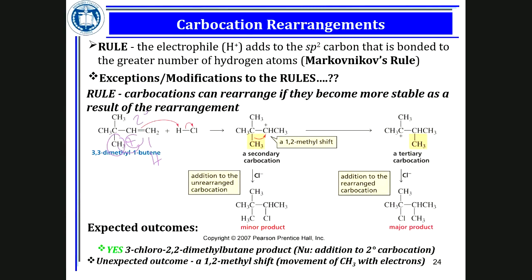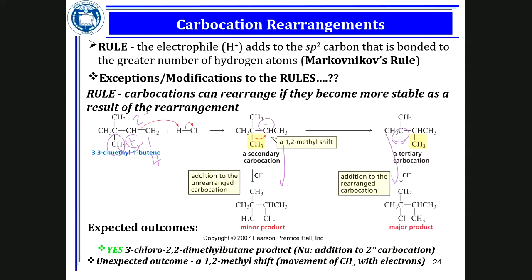So you could have two products here. One product without rearrangement, one product with rearrangement. If it does rearrange, it's going to give you tertiary. If it doesn't rearrange, you have the secondary. So you get two products.